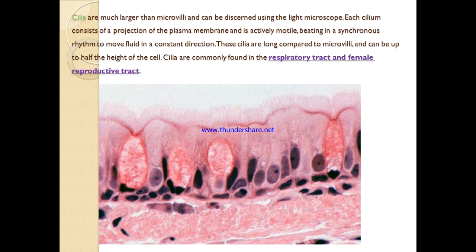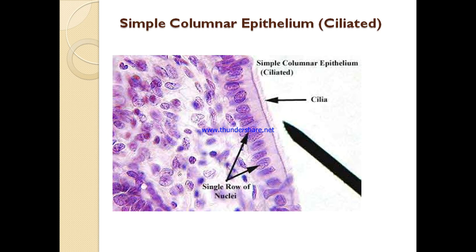These cilia are long compared to microvilli, found in the respiratory tract and female reproductive tract. Yes, female reproductive tract. So when the tissue is covered with cilia, it is called simple columnar ciliated epithelium. Thank you.